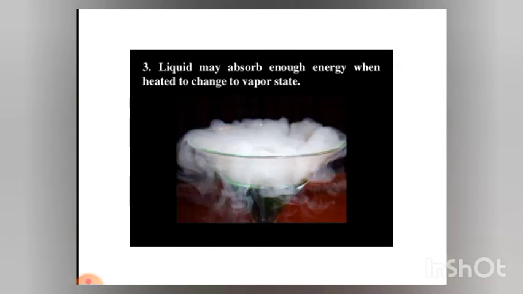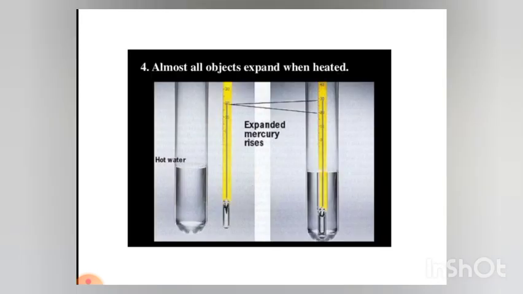And liquids also, when they absorb heat energy, may change their state. They change into the vapor state, like in the picture you can clearly see. And whenever we heat any object, the mercury level in the thermometer rises up. As you can see in the picture, we have taken hot water and dipped the thermometer there. Then after a little time, you will see that the level of the mercury rises.